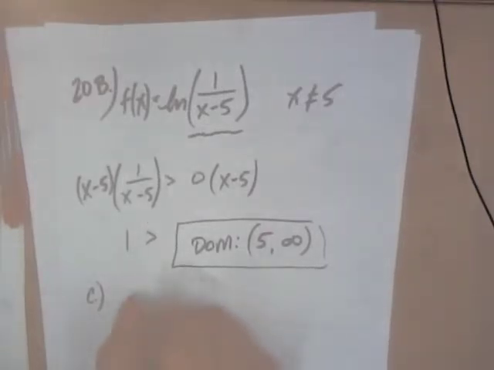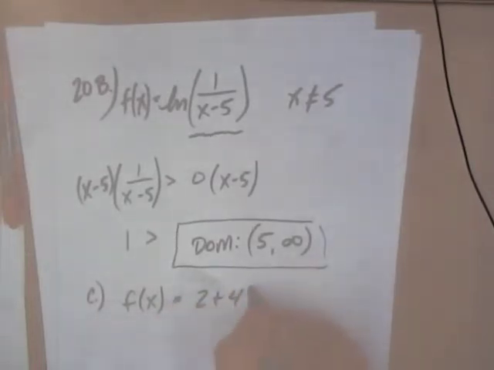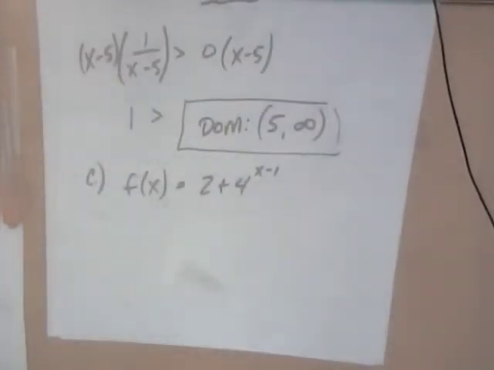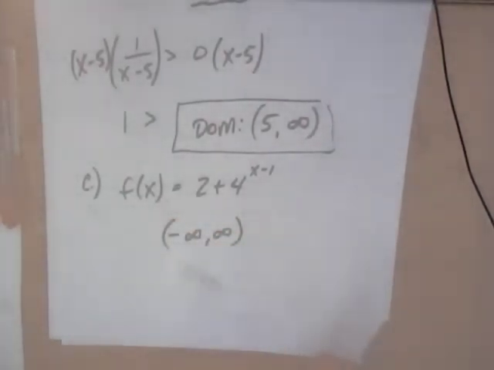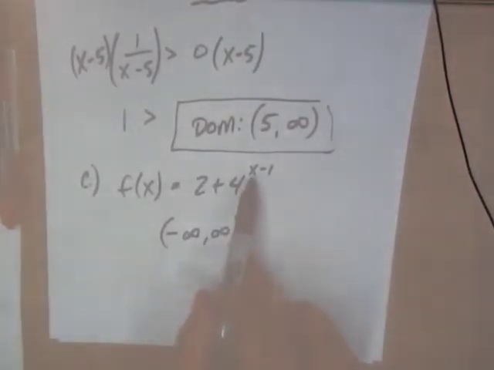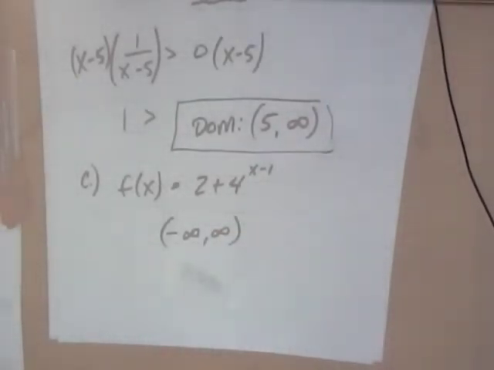Where are we? C. F of x is equal to 2 plus 4 raised to the x minus 1 power. Any restrictions on that x? No. We can plug in anything we want there for an exponent. So the domain is negative infinity to positive infinity. Wait, why are there no restrictions on this one? Well, obviously we can do 4 to a positive number, right? Why can't I do 4 to a negative number? You can. So I can plug in anything I want there. Okay. So there's no restriction.